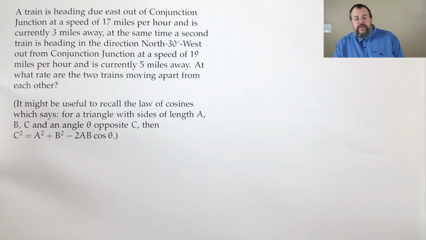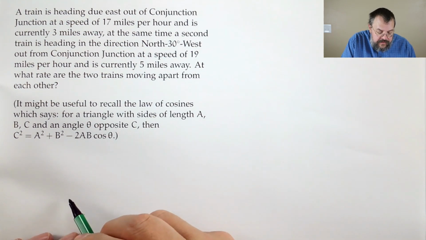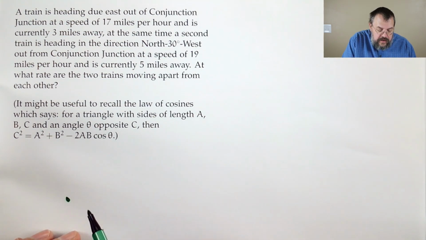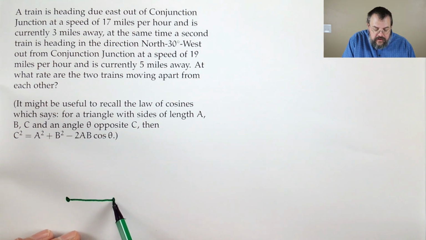A train is heading due east out of Conjunction Junction at a speed of 17 miles per hour and is currently 3 miles away. Okay, so maybe we should draw ourselves a picture. Let's see, what do we have? We have Conjunction Junction and heading due east. So we're heading this direction. And so we're currently at 3 miles.